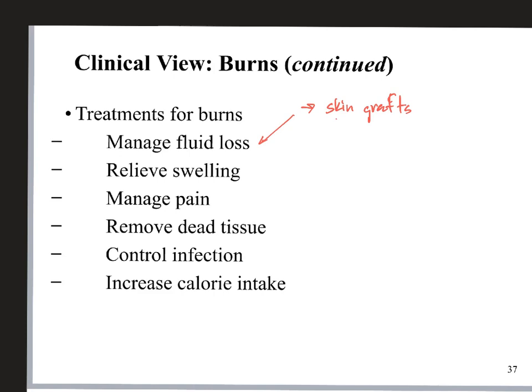So that covers the rest of the integument. We covered the epidermis, the dermis, structures of the epidermis, derivatives of the epidermis, and wound healing within the integument itself.